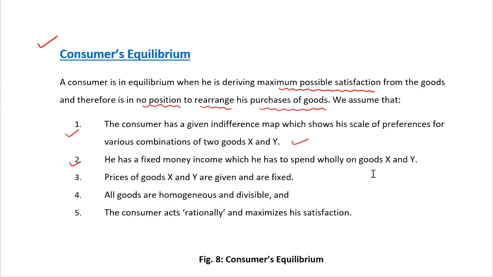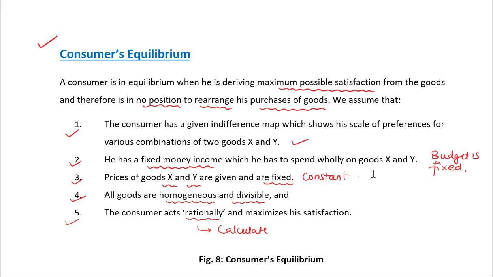The budget is fixed, so he has a limited money income. Prices of goods X and Y will not fluctuate, so they are fixed, constant. All goods are homogeneous and divisible goods. The consumer acts rationally, calculates cost and benefit, and maximizes his satisfaction.